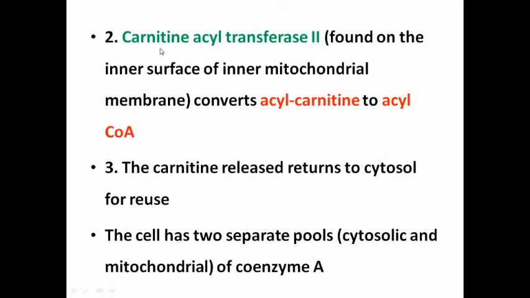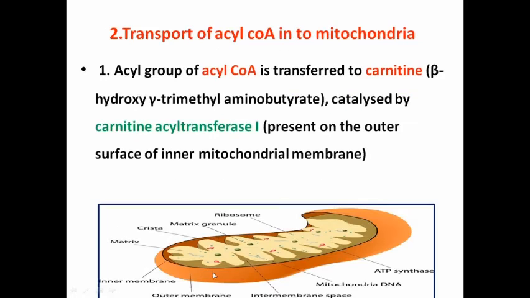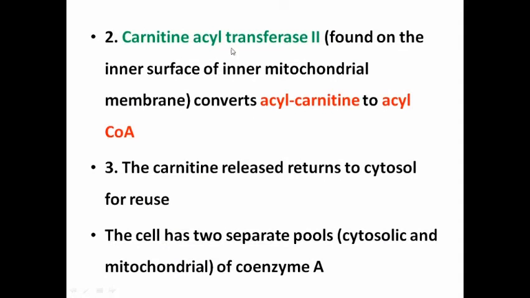Then carnitine acyltransferase 2 is also involved. This enzyme is found in the inner surface of the inner mitochondrial membrane. What is the role of the second enzyme? It converts acyl carnitine to acyl coenzyme A. Now the carnitine is released and returned to the cytosol.